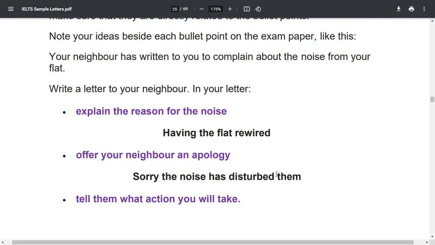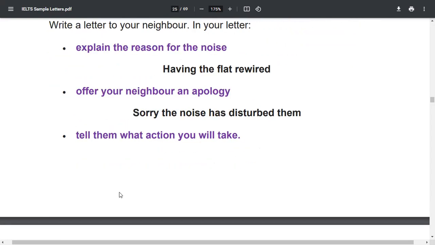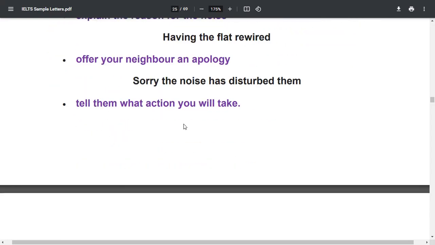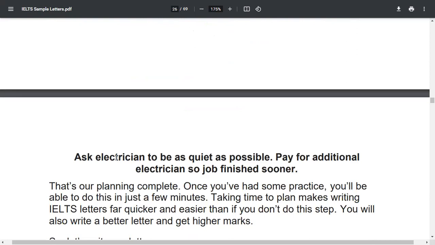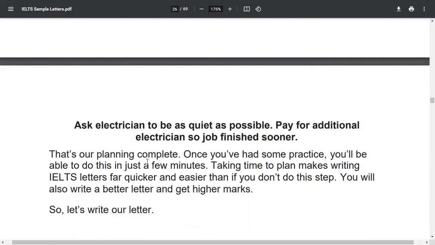The second bullet point says offer your neighbor an apology. I'm going to write, for example, sorry the noise has disturbed them. For the third bullet point, which says tell them what action you will take, I'm going to mention that I'm going to ask the electrician to be as quiet as possible and pay for an additional electrician so the job is finished sooner. So that's our planning complete.